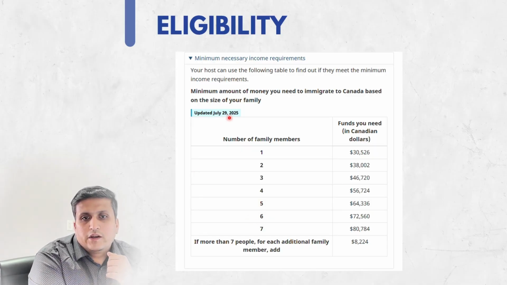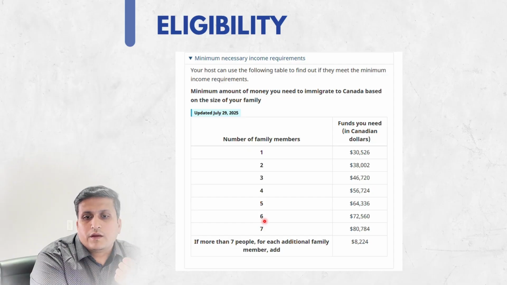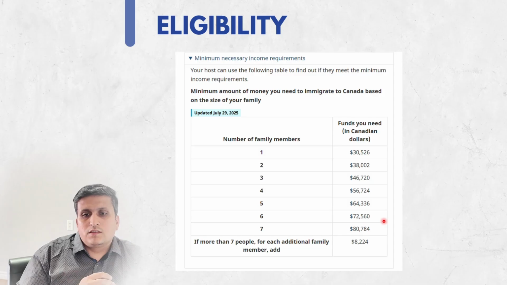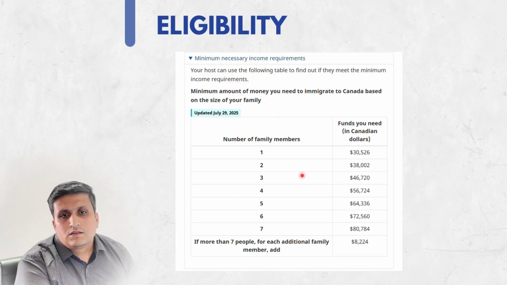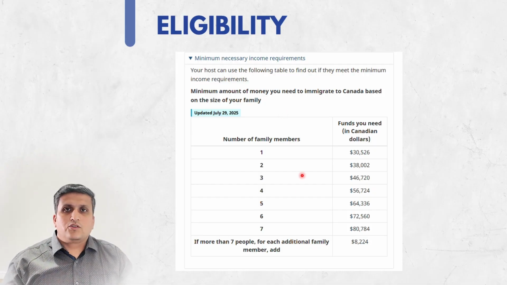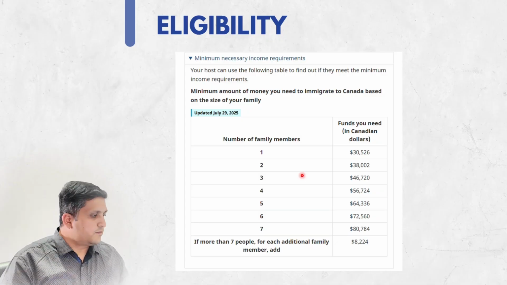As per the update on July 29, the minimum income requirement for a family of 6 is $72,560. You should consider this income as a family income. It doesn't have to be only for one person. Whether you are applying for your parents or for your in-laws, both husband and wife can be the people who are inviting them, and your combined income before tax should be $72,560 or higher. Accordingly, whatever your family size is, you can check the suitable income bracket for you. The link for this we have mentioned in the description. So whenever you are applying, make sure that you check the current income cutoff criteria.